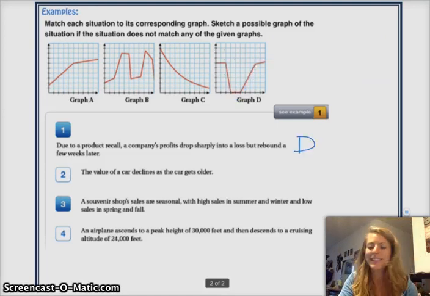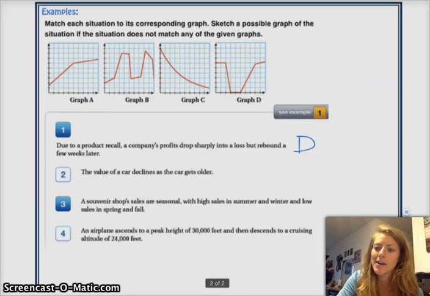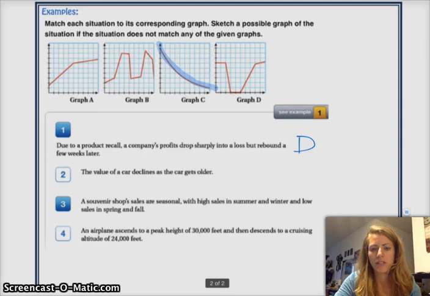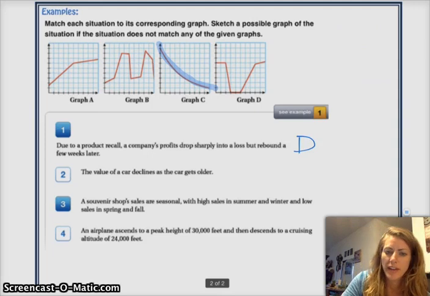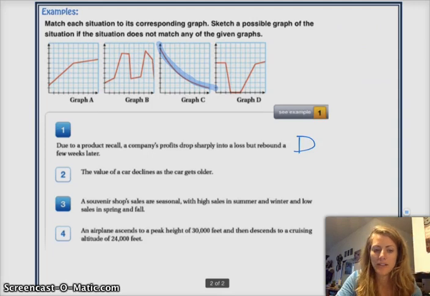2, the value of a car declines as the car gets older. There's only one graph that has a steady decline, and so I would say graph C is probably the best option for that because your car depreciates over time. It's worth less and less money, and it's kind of an exponential decay type of deal. So I think C is probably the best answer there.